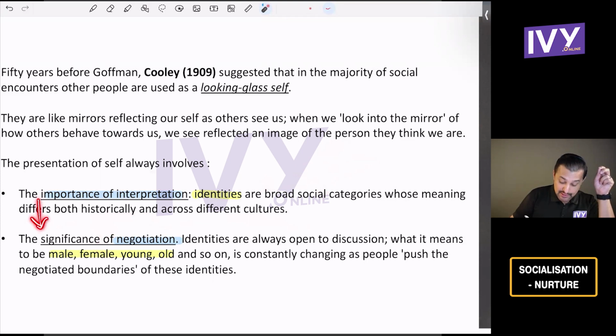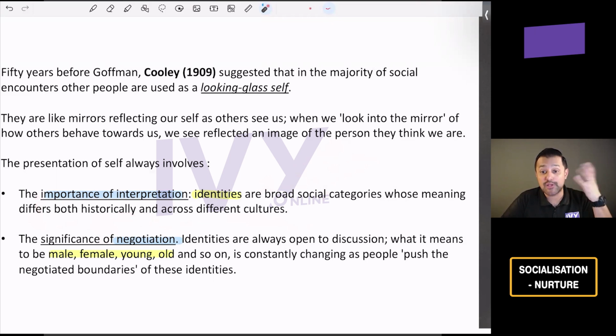Next, the significance of negotiation. It's important that we understand that identities are not static. Identities are dynamic. Identities change. Identities are always open to discussion and negotiation. What it means to be a male, what it means to be a female, what it means to be young, what it means to be old. I'm sure you'd agree the perception people had of being a male 50 years back compared to the perception people hold today has changed.